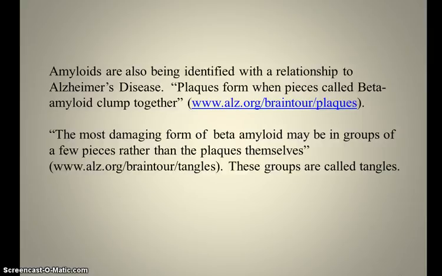Amyloids are also being identified with a relationship to Alzheimer's disease. Plaques form when pieces called beta amyloid clump together. The most damaging form of beta amyloid may be in groups of a few pieces rather than the plaques themselves. These groups are called tangles.